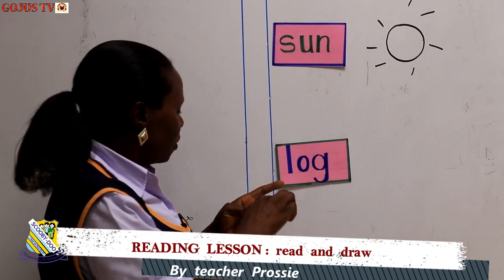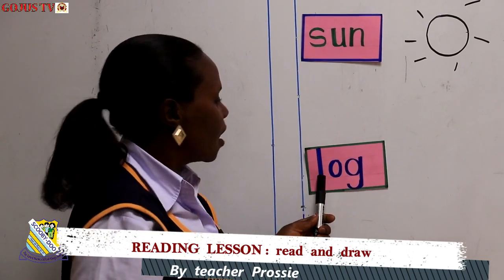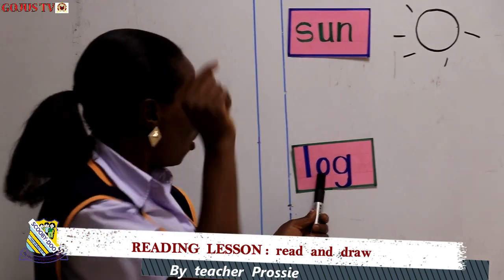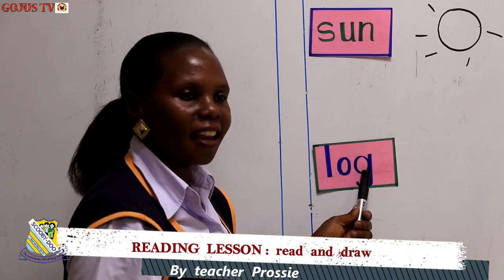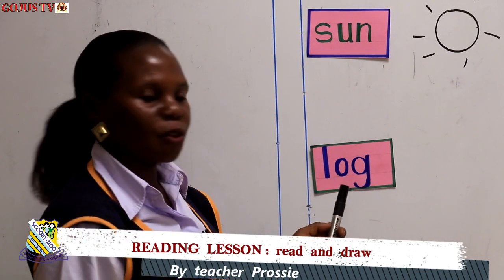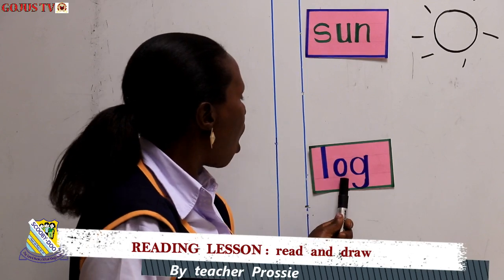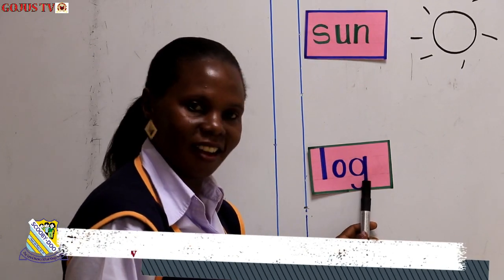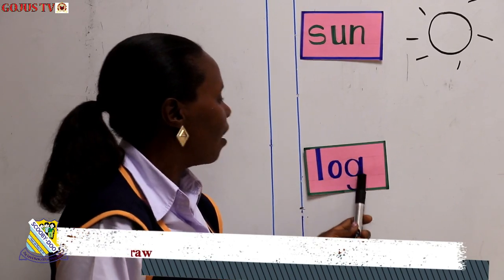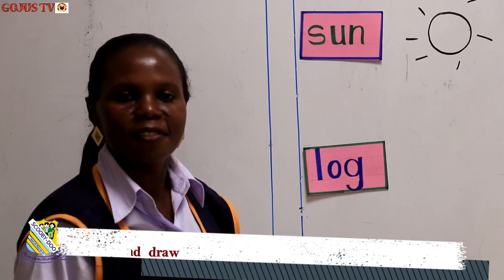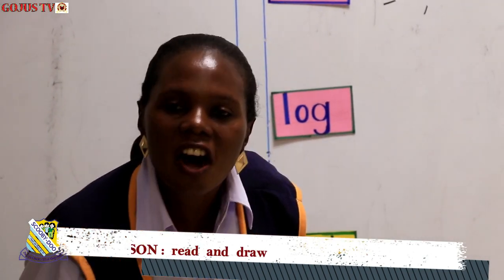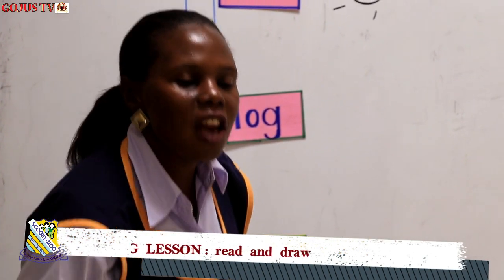Can we all blend together? L with actions, remember. O and then g. Can we blend together? L-O-g. Again. L-O-g. What is the word? The word is log. Again, log. The word is log.